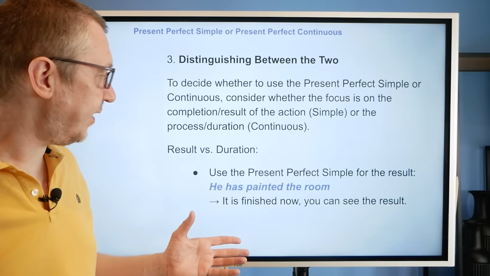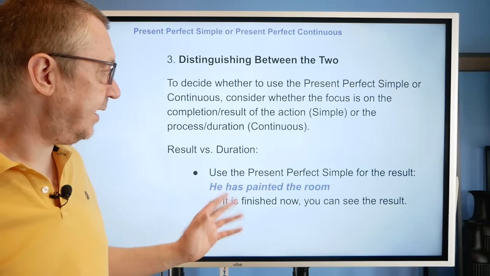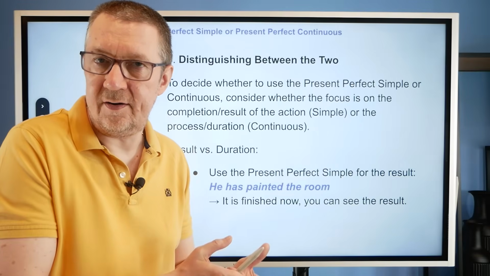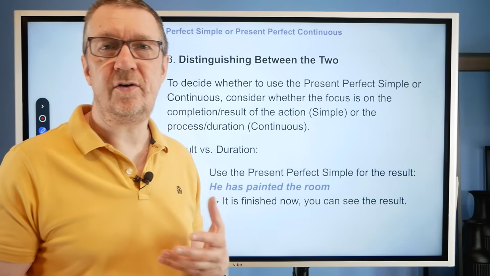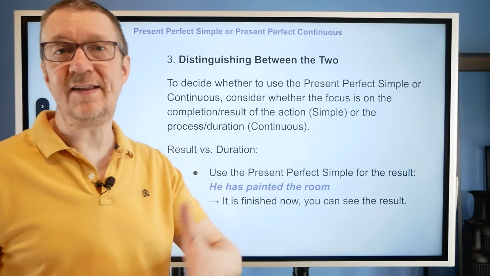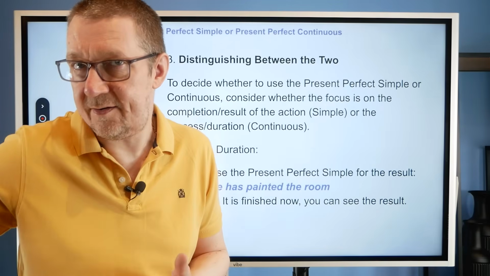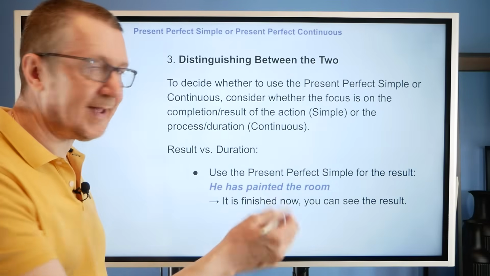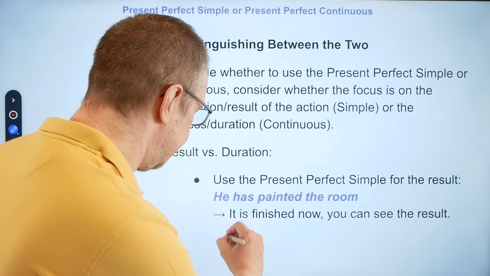Now, if we want to find out, is it finished? Yes, you can see the result, it's done, he has painted, it's done. Now, if we want to know about how long he's been doing it, he has been painting the room for 3 days, okay? So when we're using this continuous, we can say he has been painting. So let's just write it here.